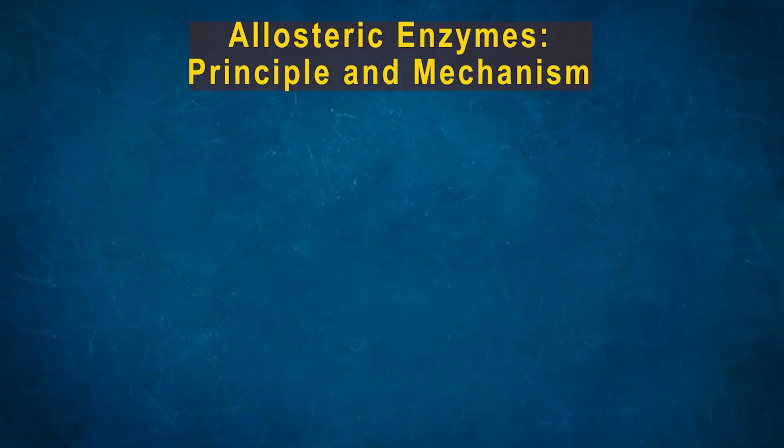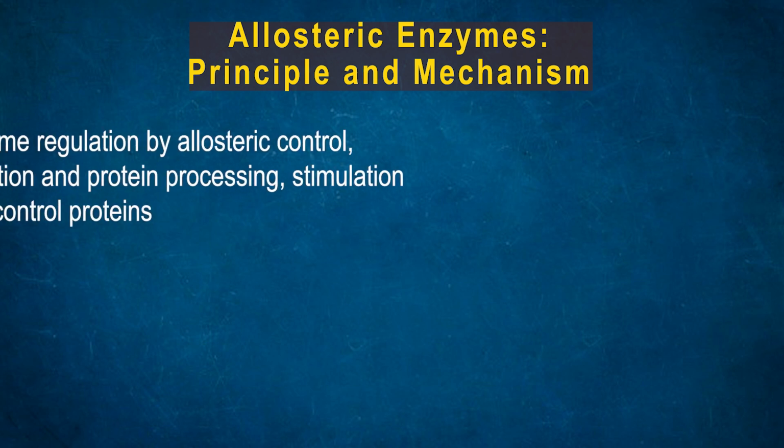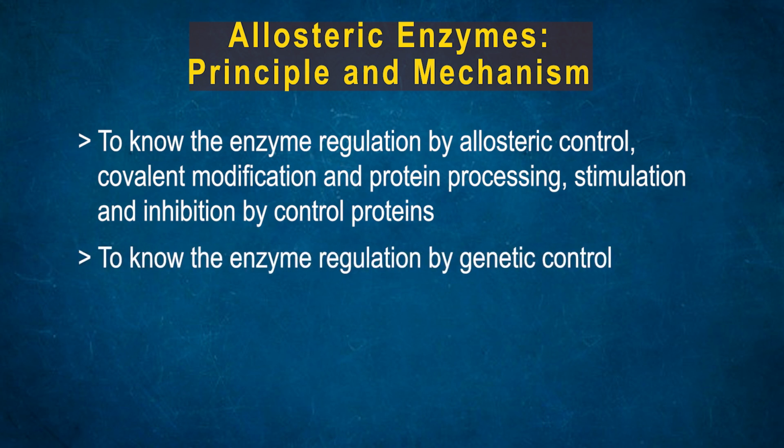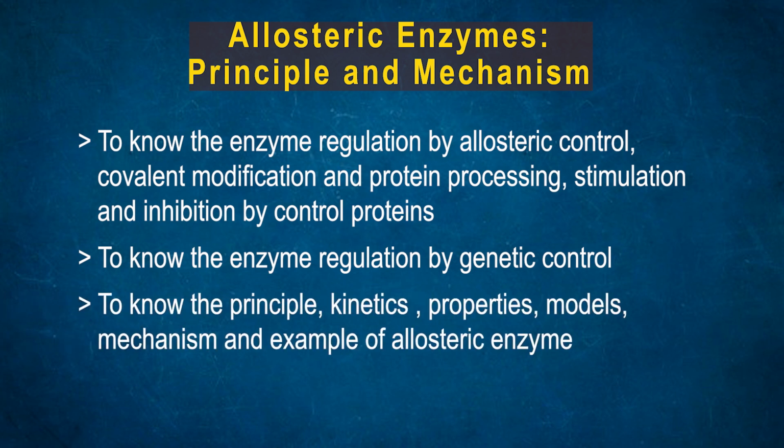The last one, very important, allosteric enzyme, principle and mechanism. You will know the enzyme regulation may be done by allosteric control, by covalent modification, by protein processing, or stimulation or inhibition by control proteins. You will get to know about the enzyme regulation by genetic control. You will know the principle, kinetics, mechanism, properties, models and examples of allosteric enzyme. Say for example, aspartate transcarbamylase.